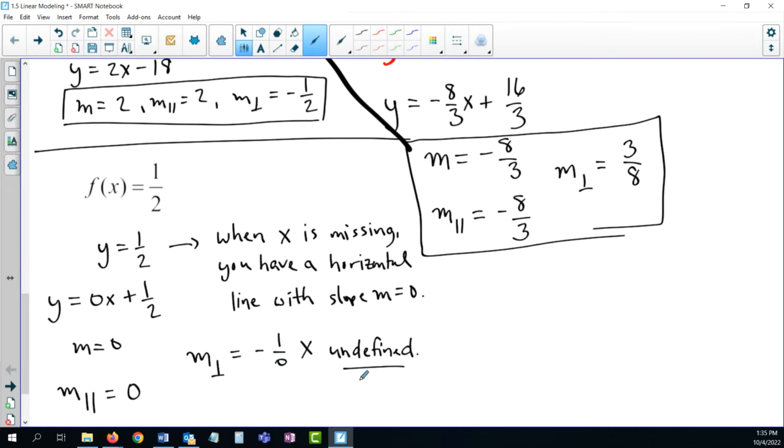So that means the slope of any line that is perpendicular to y is equal to 1/2, or f of x equal to 1/2, must have an undefined slope. Undefined slope only occurs when I have a vertical line. This means a vertical line. So let's go back to the graph and show you what it means, or just give you a visual.